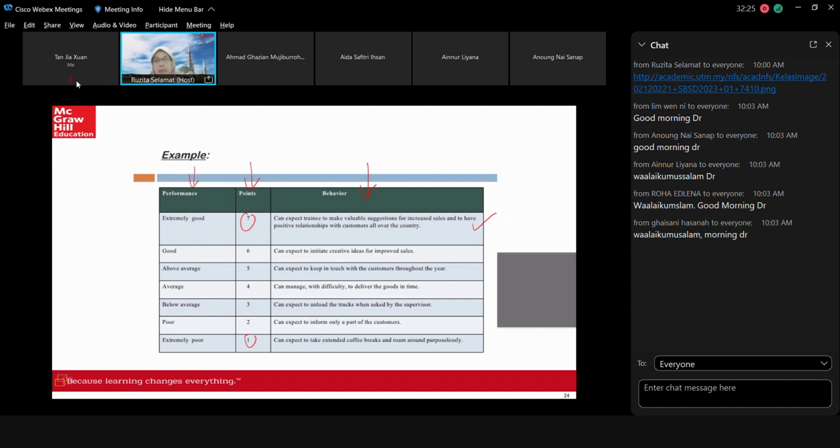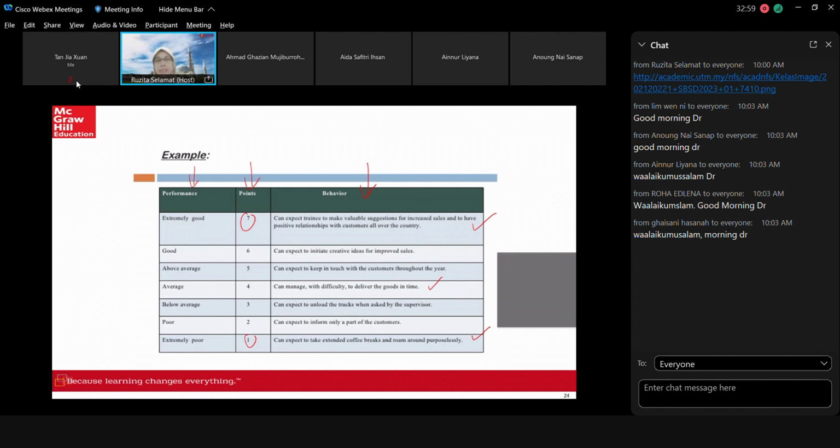We're talking about behavior now, right? How about a trainee who is average? Can manage with difficulty to deliver the goods in time. So this is likely a trainee doing sales work. Can manage with difficulty to deliver the goods in time. Able to do it, but sometimes there is a little difficulty. How about the one who is an extremely poor performer? This trainee can be expected to take extended coffee breaks and roam around purposelessly.